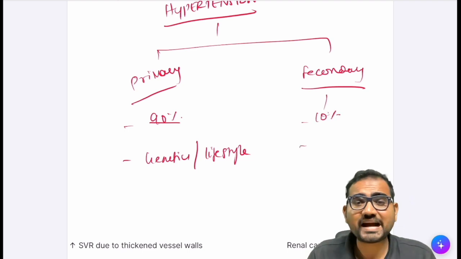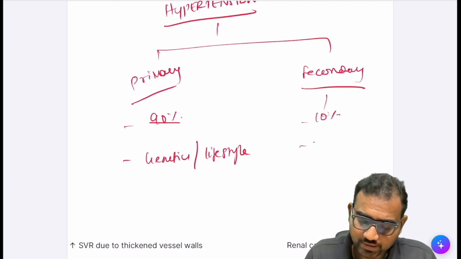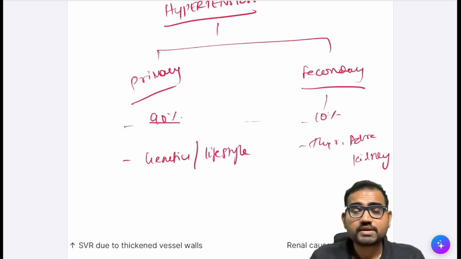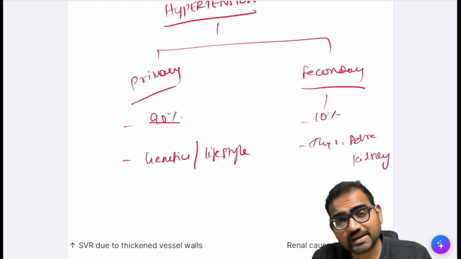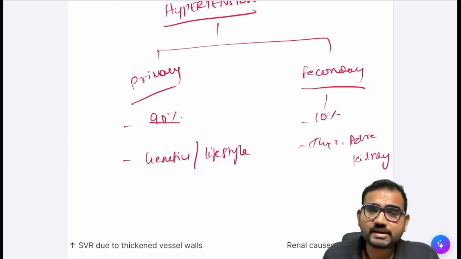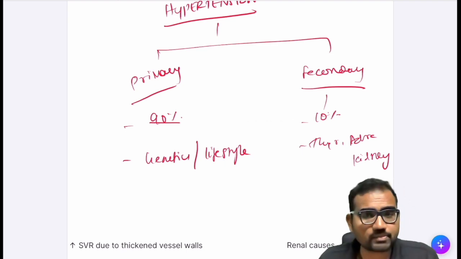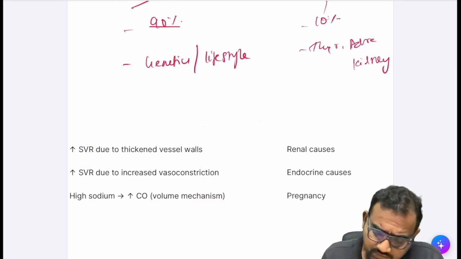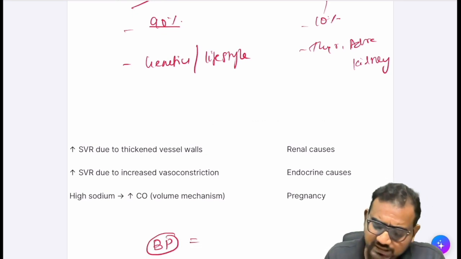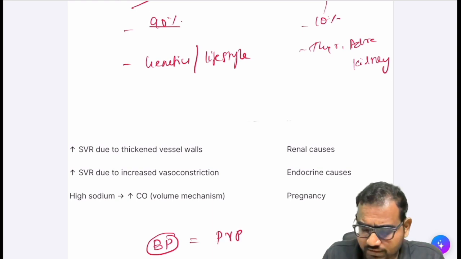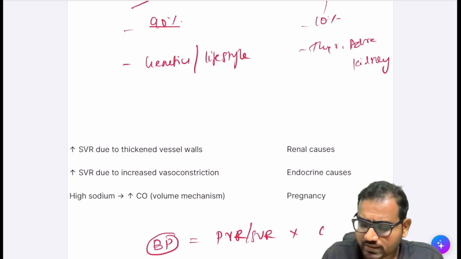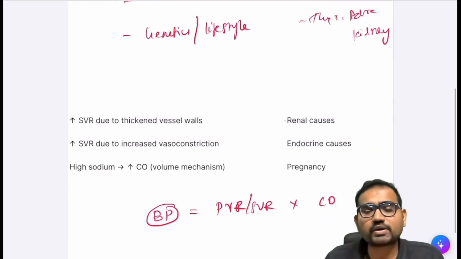It will be because of any underlying systemic diseases, say for example thyroid or any adrenal gland or kidney diseases. Okay, so secondary hypertension seen in 10% of the cases, underlying cause. Primary hypertension 90% because of genetics or lifestyle modifications. Okay, so basically blood pressure is nothing but the peripheral vascular resistance, or the systemic vascular resistance, into the cardiac output. This is what we call blood pressure.